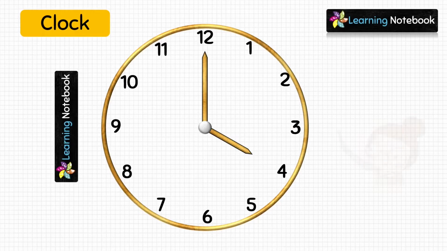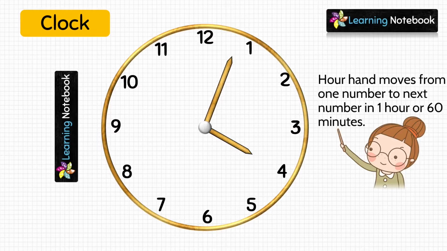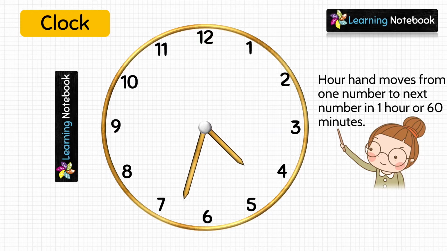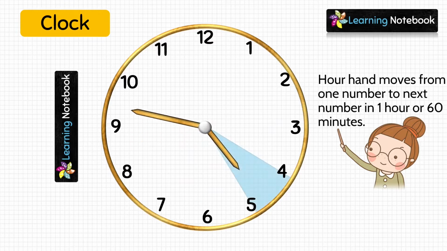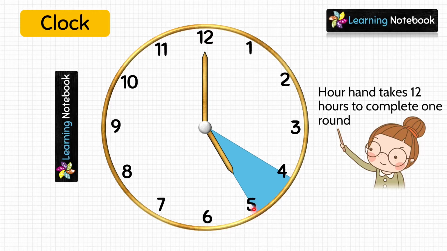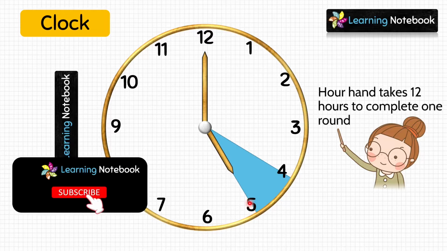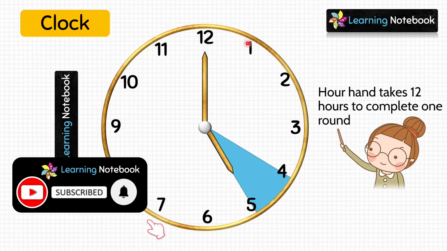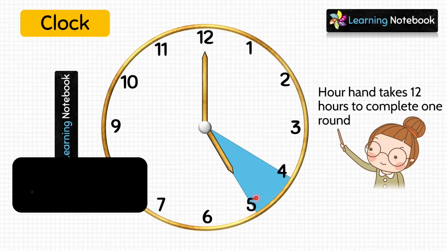So students, we learned that hour hand moves from one number to next number in 1 hour or 60 minutes. Like here, you can see that hour hand has moved from 4 to 5 in 60 minutes or 1 hour. Also, remember that hour hand takes 12 hours to complete one round of the clock.